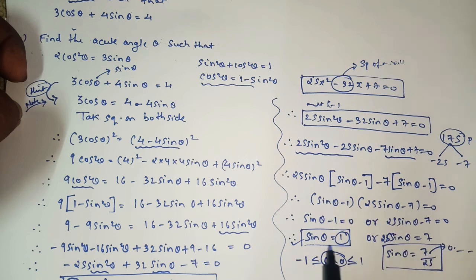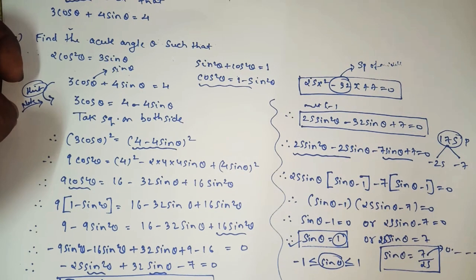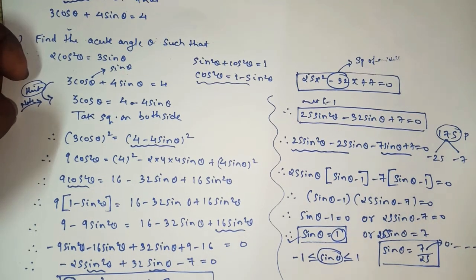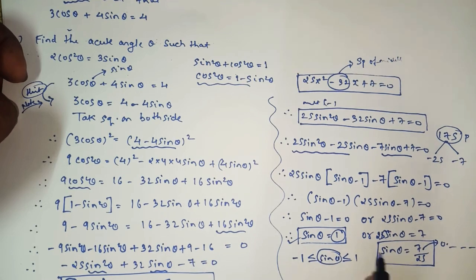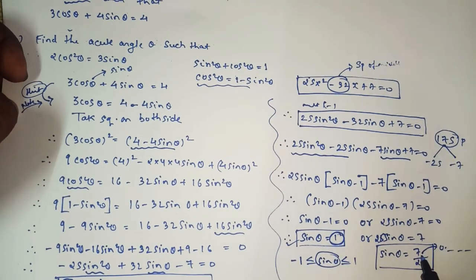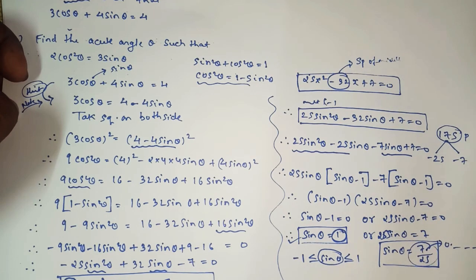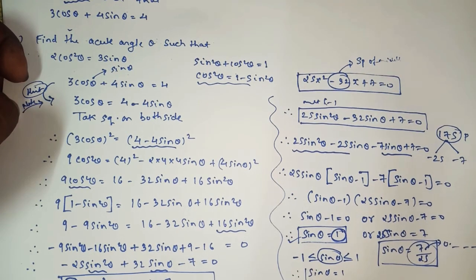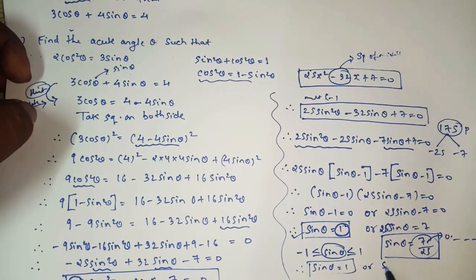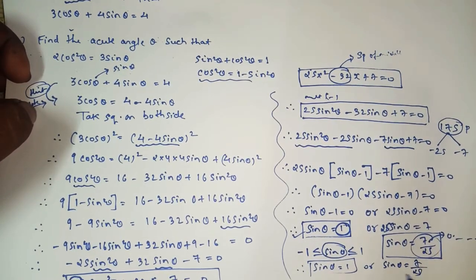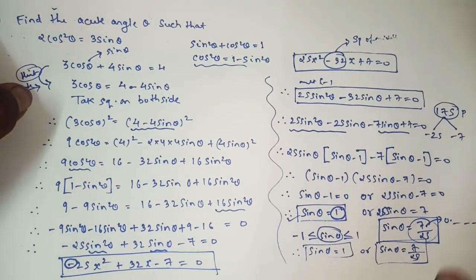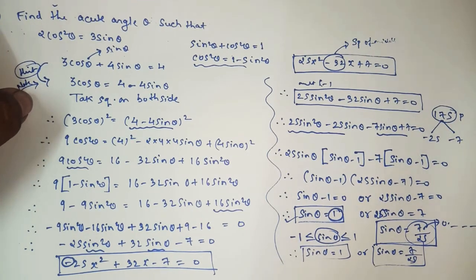So for this sum we can consider both these answers, as we know that sine theta lies between minus 1 and 1. Therefore, as sine theta lies between minus 1 and 1, we can consider this value as well as this value, because 7 upon 25 means you will get 0 point something. Okay, so both values lie between these two values. So here the final answer, we have to consider both the sections. So for this sum we got two answers, one is 1 and the second one is 7 upon 25. Sometimes in some questions you will get only one answer, as it all depends on the range.